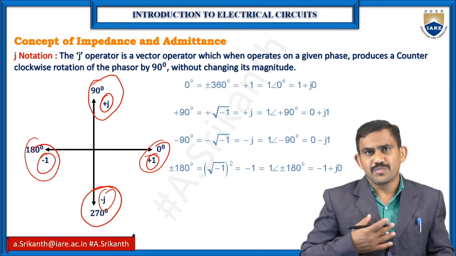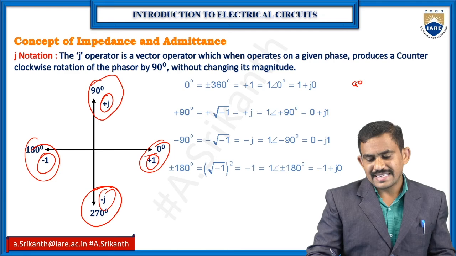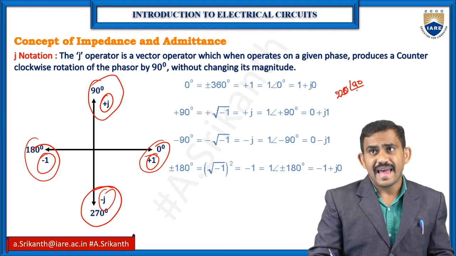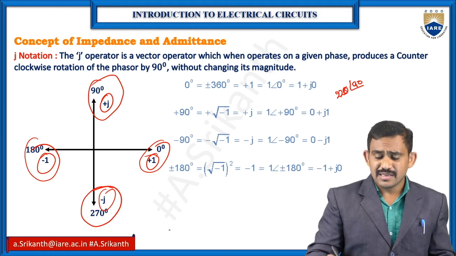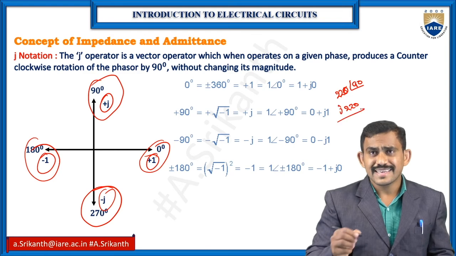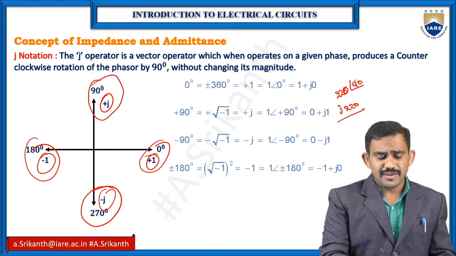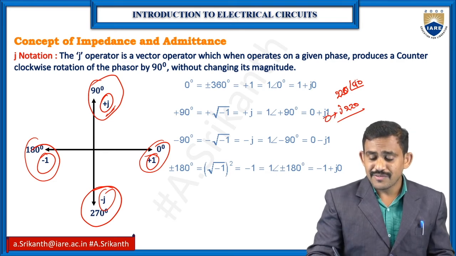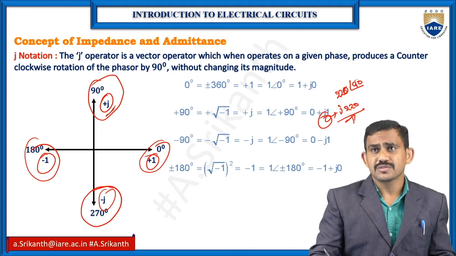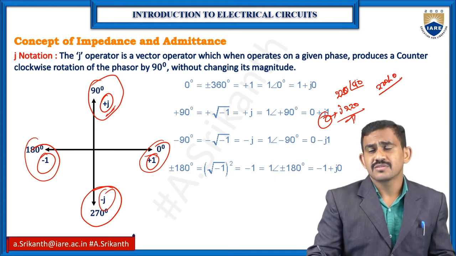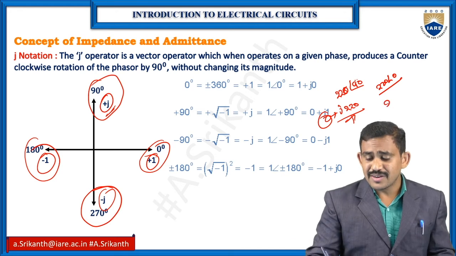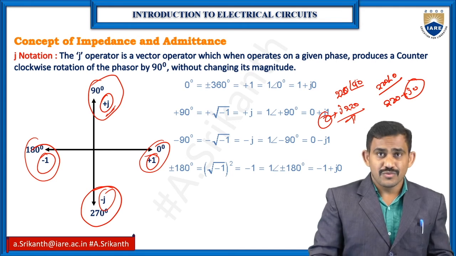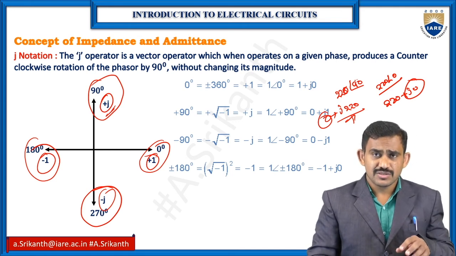Why is this? Suppose my value is 220 angle 90, then you can write directly 220 J. The angle is 90, so the value is plus J, J 220 you can write. There is no real value, the real value is 0; we have only an imaginary value. Suppose I have 220 with angle 0. Then we don't have an imaginary value, we have only a real value, 220 plus J of 0. So I don't have any imaginary value. So you should know the J notations, which place we have them.